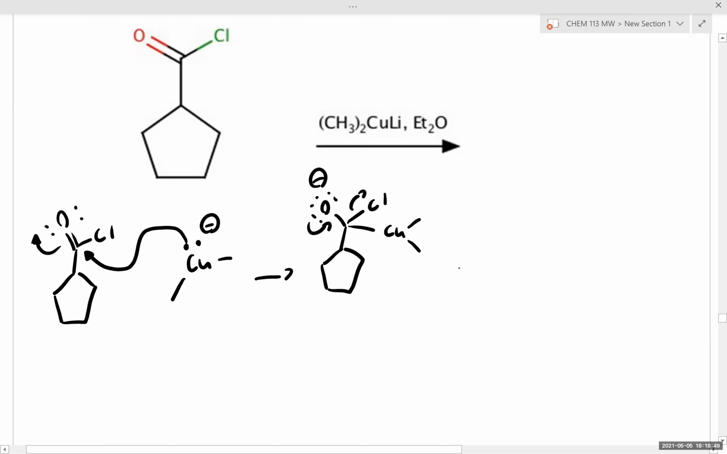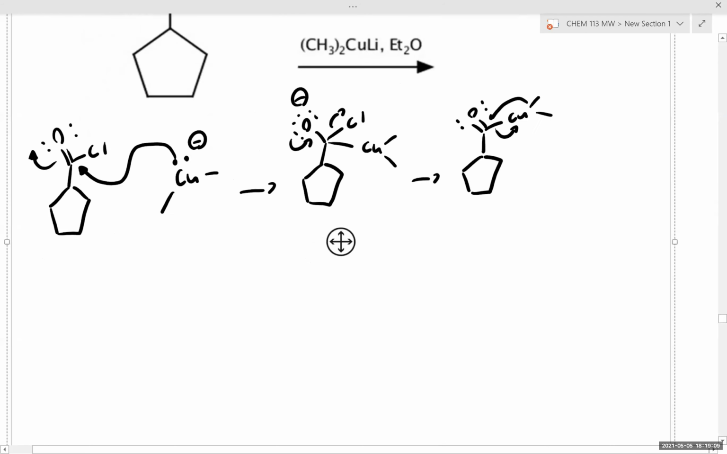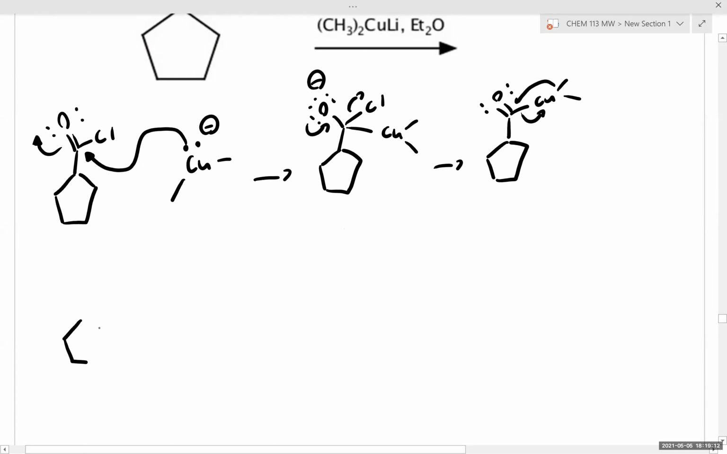And we'll kick out our leaving group. And that makes our acyl dialkyl copper species, which undergoes reductive elimination to generate our desired methyl ketone in this case. And this alkyl copper byproduct. Does this mechanism make sense to everyone?